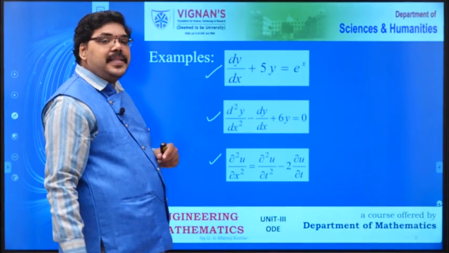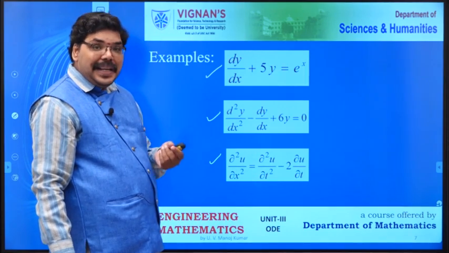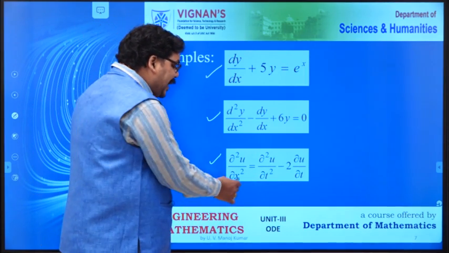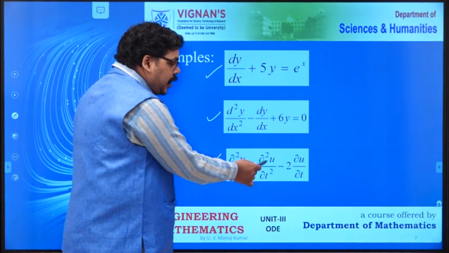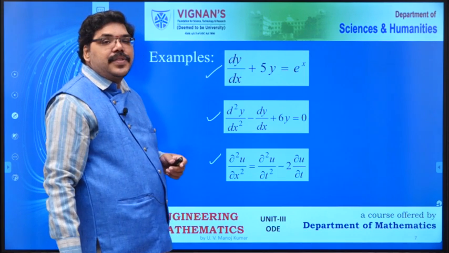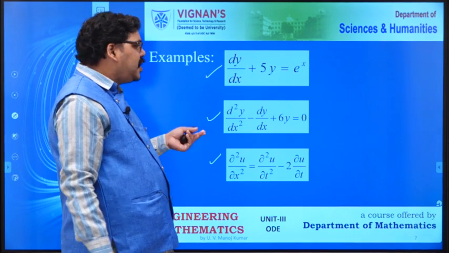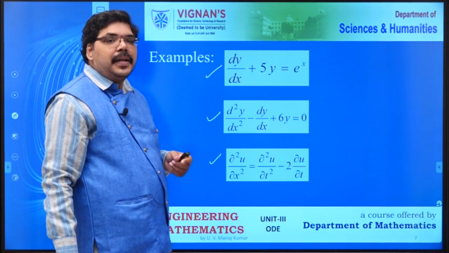But if you see the third example, the dependent variable is u, but there is more than one independent variable. What are they? X and t. So, here also we are having second order derivatives and also first order derivatives. These three are examples of differential equations. Not only these three, we can have many examples, and we should remember the definition.